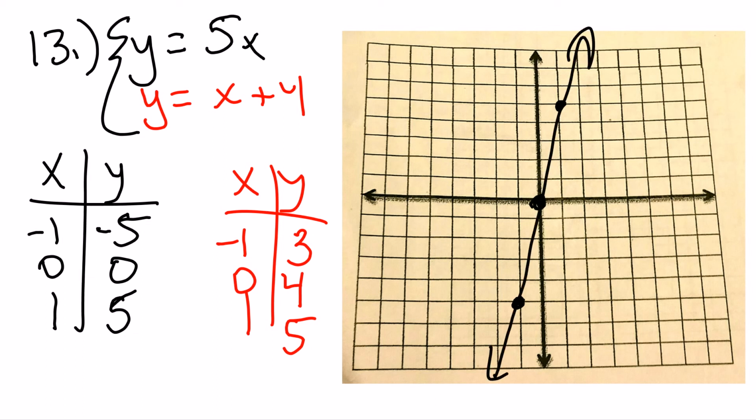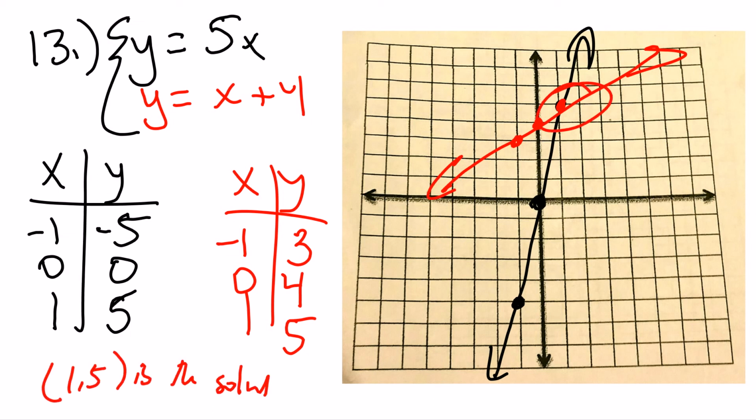Red line. I go negative 1, positive 3, 0, 4, 1, 5. I can already see the intersection is at 1, 5. So 1, 5 is the solution. Okay.